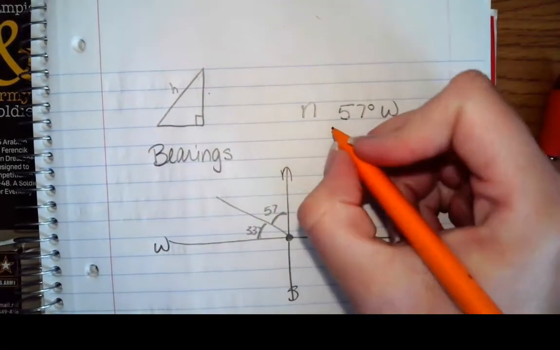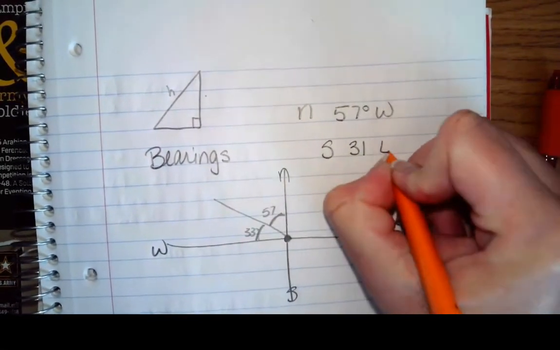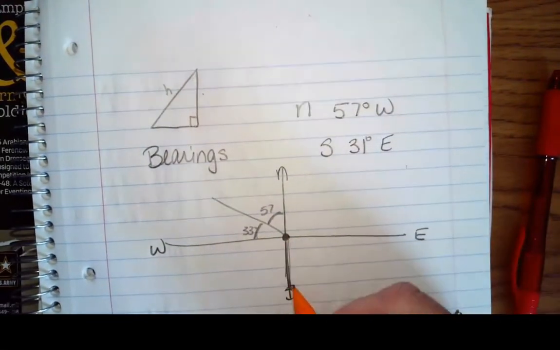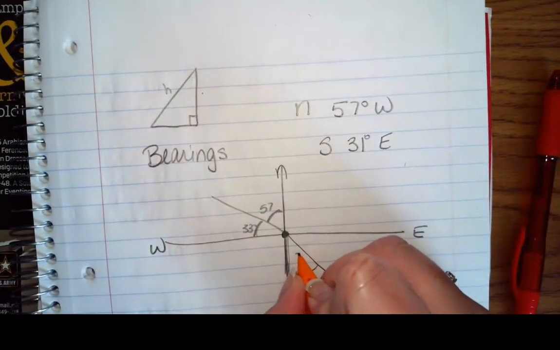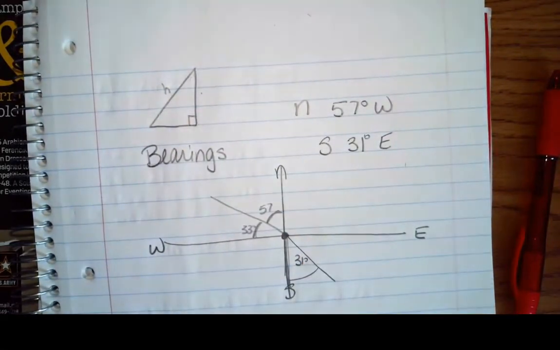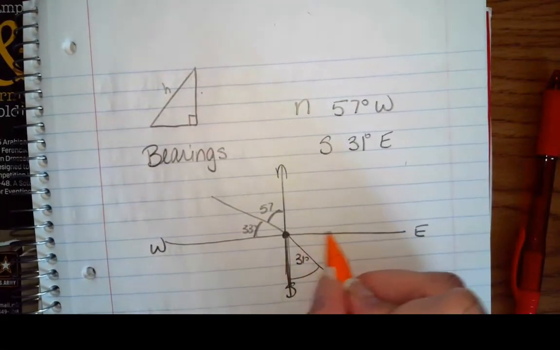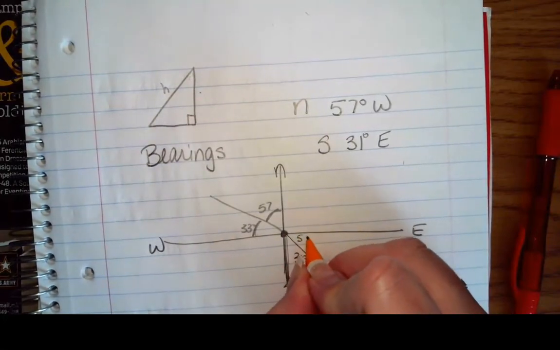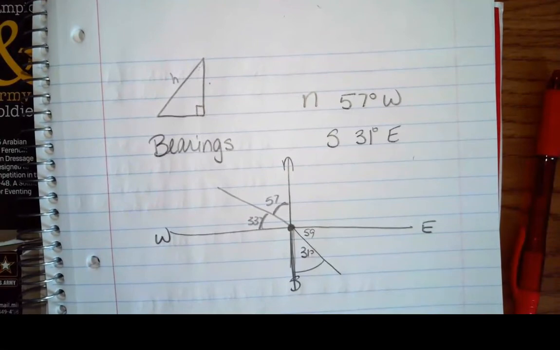Same thing, let's do another example. If I've got south 31 degrees east, that means I'm starting from the south and I swing out 31 degrees towards the east. Okay, so that is 31 degrees, which means because these are right angles, you would know that this is going to be 59 degrees. Okay, so you've got different ways of finding angles by using bearings.